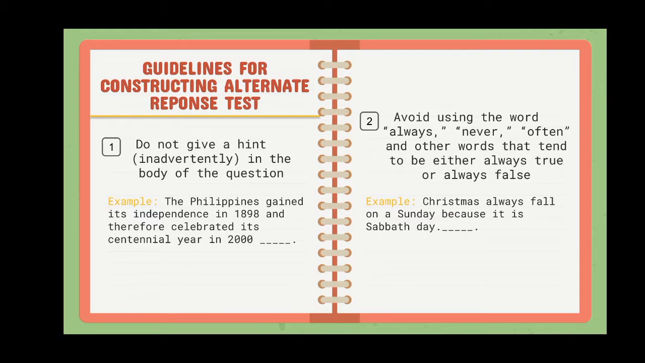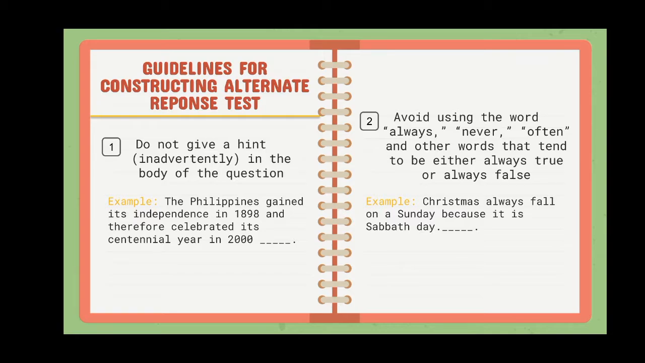Guidelines for constructing alternate response tests. Rule number 1. Do not give a hint in the body of the question. For example, the Philippines gained its independence in 1898 and therefore celebrated its centennial year in 2000. In this example, the answer is false because 100 years from 1898 is not 2000 but 1998.